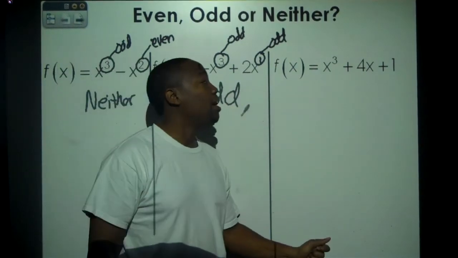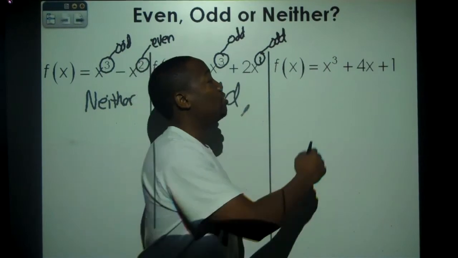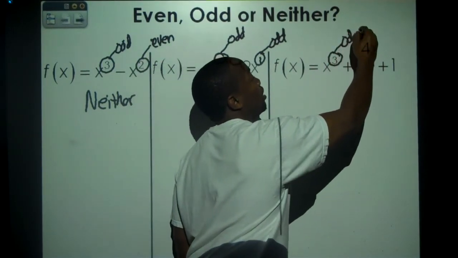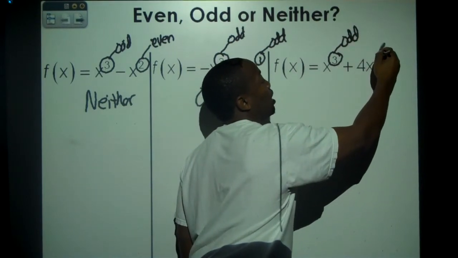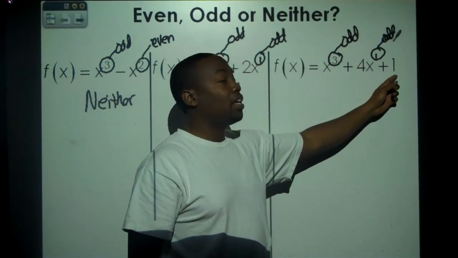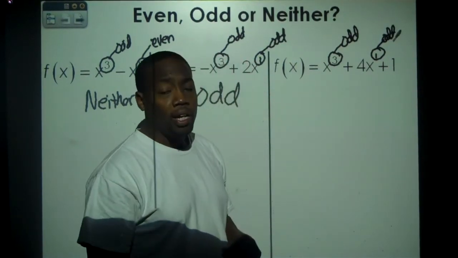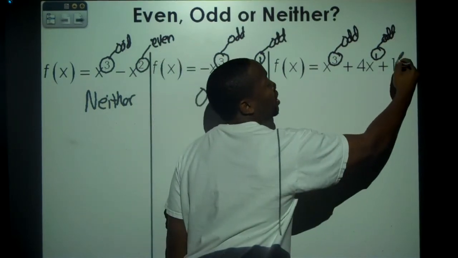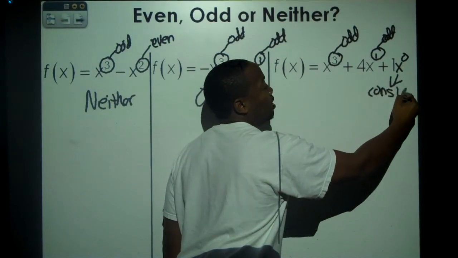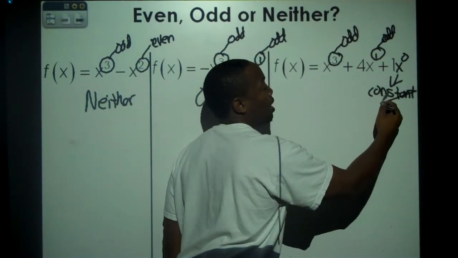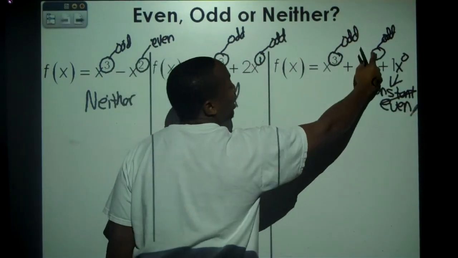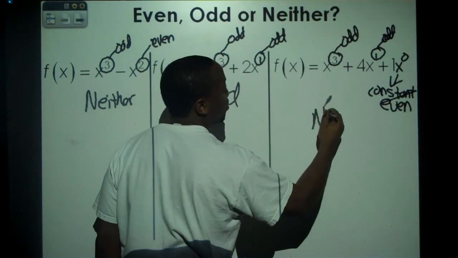Now the next one here, we have a number that's odd, right? And this number right here will also be odd because of the 1 from before. And then if you look right here, this is a constant. What I said earlier about constants is that x to the 0, any type of constant, counts as an even exponent. So we have odd and even, which makes this one also neither.